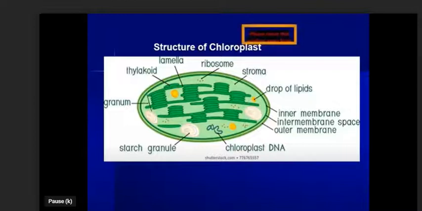So that's why the light reaction occurs in grana, and the dark reaction occurs in stroma. For the dark reaction there is no need of any chlorophyll molecule, or any need of light. So that's why it occurs in stroma. So this is about the structure of the chloroplast.